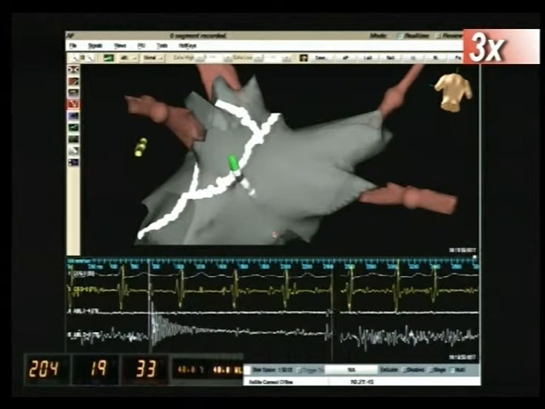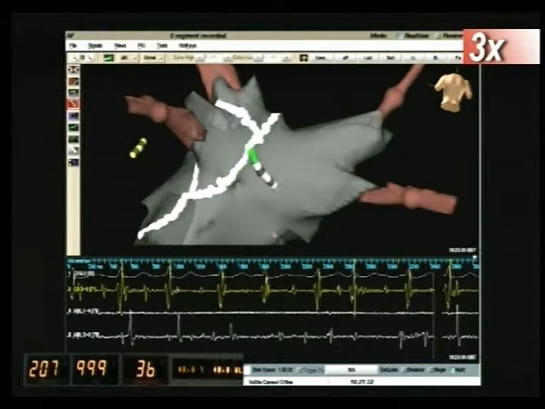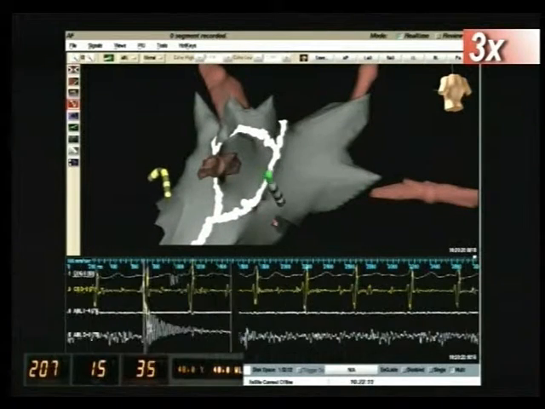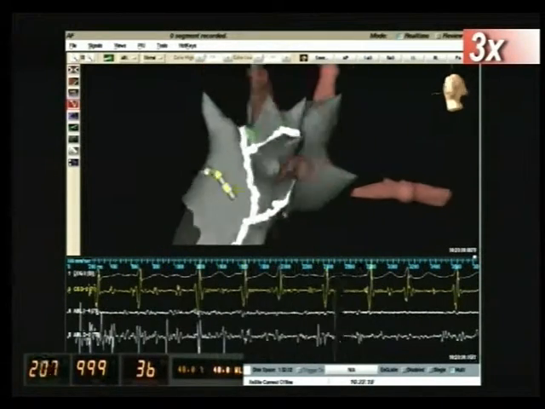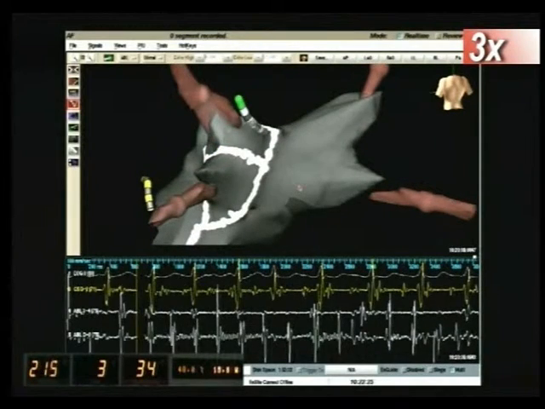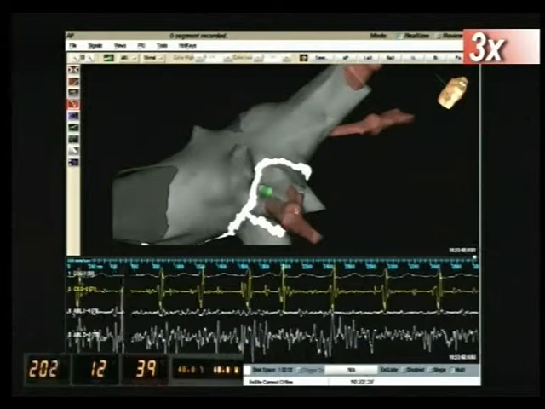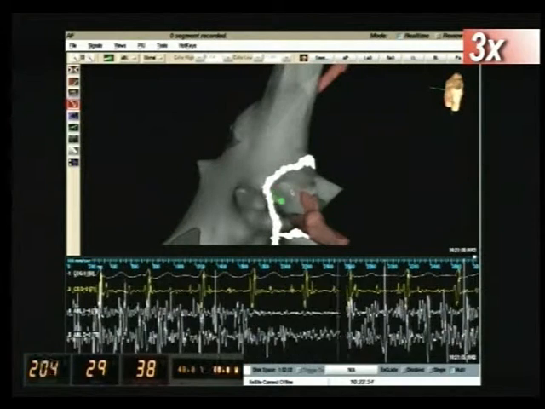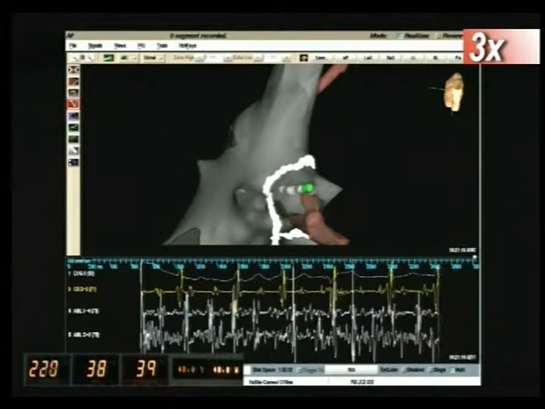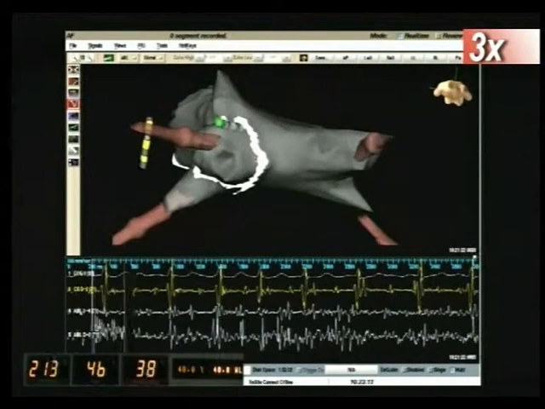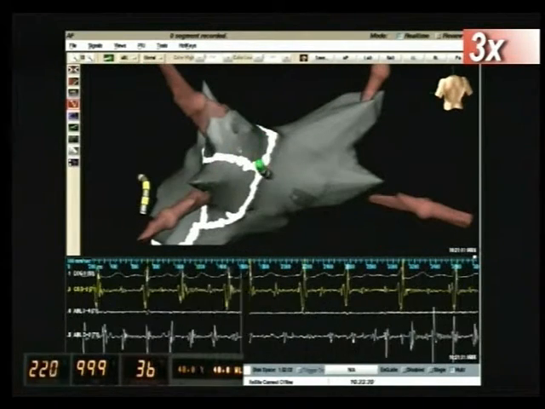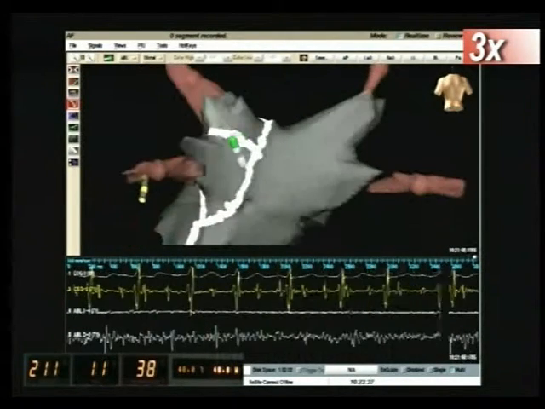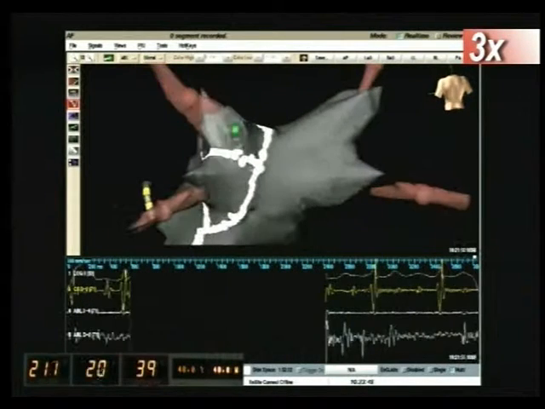This is a very important phase of the procedure. It consists of a point-by-point validation of the disconnection and is important for substrate modification. Next, the operator checks the region around the left superior pulmonary vein, where some residual potentials are recorded. Again, radiofrequency energy is applied to abolish them. Potentials are slowly disappearing. Finally, the operator checks for potentials on the line between the left-sided pulmonary veins, refining the lesions with further radiofrequency applications.